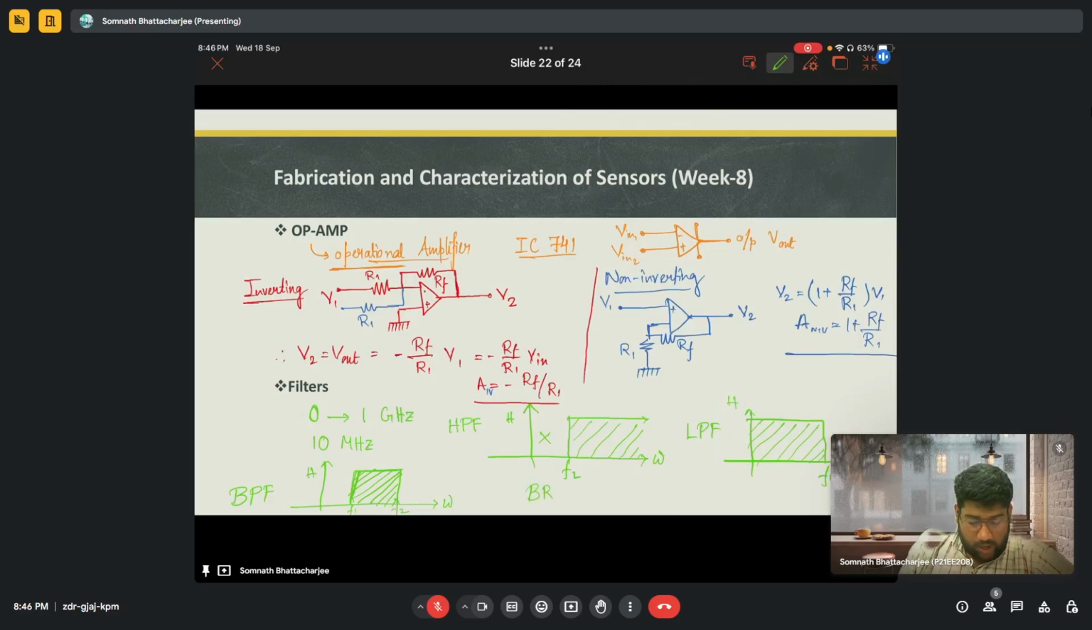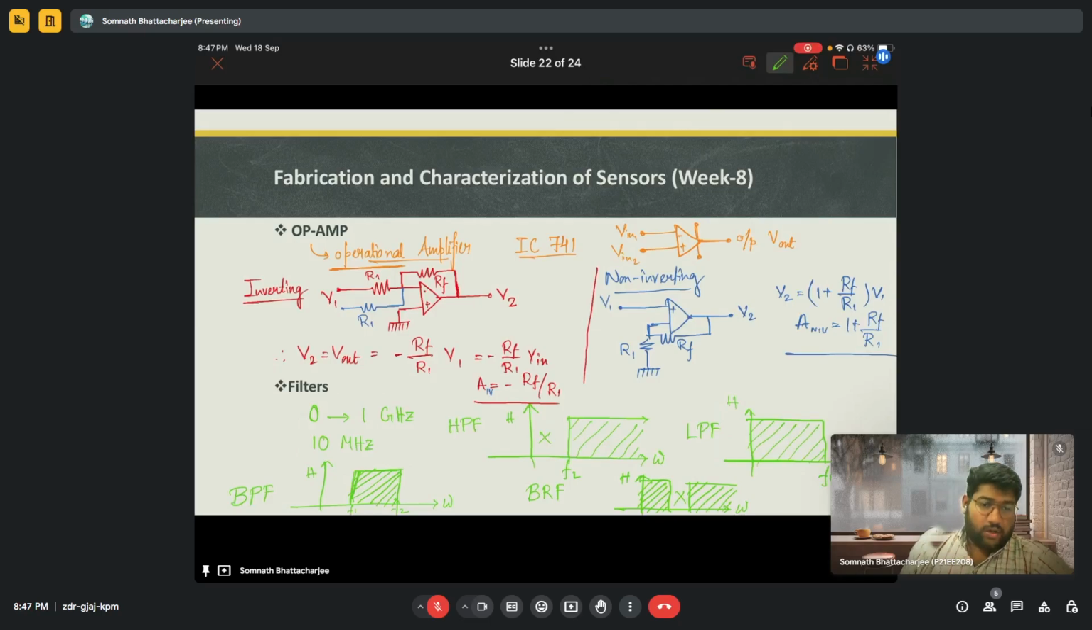And finally, you can have a band reject filter where you know the noise is in this region, so you may block that region. So a band reject filter is like this. So there is a band reject filter where you can reject a specific band.